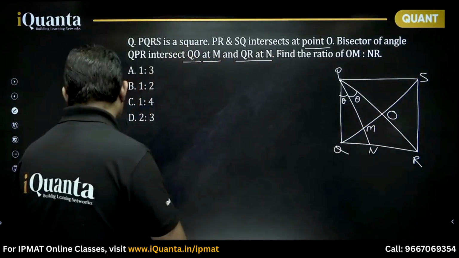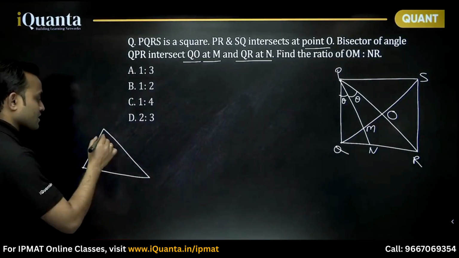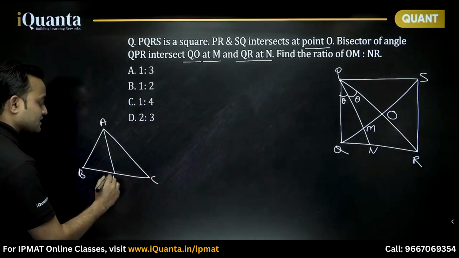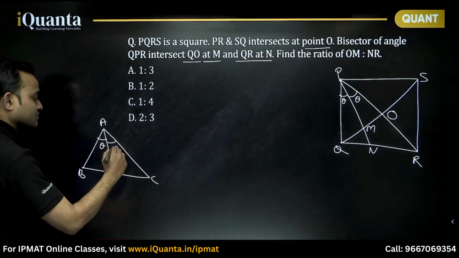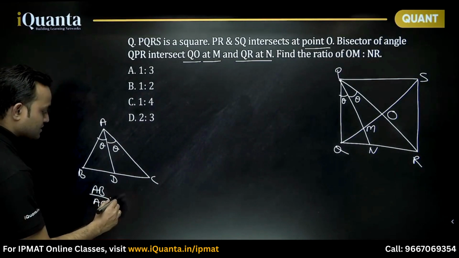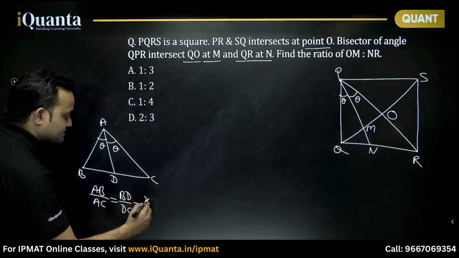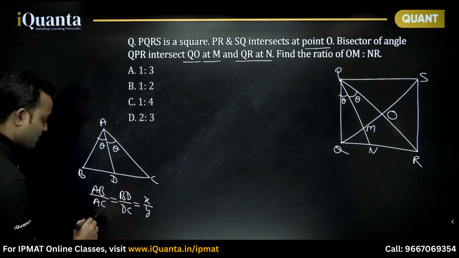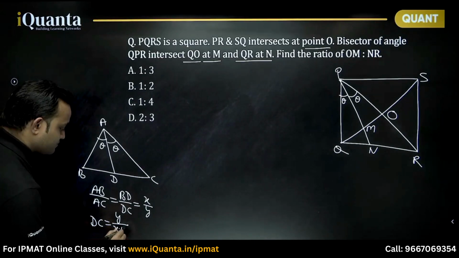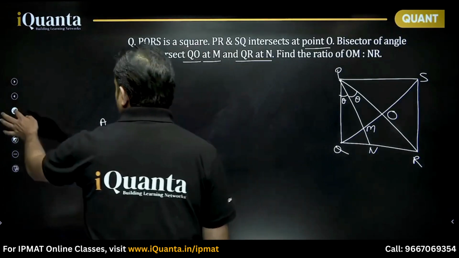Now using the angle bisector property, what do we know? That in any triangle, if there is an angle bisector, like in triangle ABC, AD is an angle bisector, what we can say is that AB upon AC will be equal to BD upon DC. Let's say this is equal to X by Y. Then what we can say about DC? How do we find DC? Can we say DC will be equal to Y divided by X plus Y into BC? That is what we are going to use here.